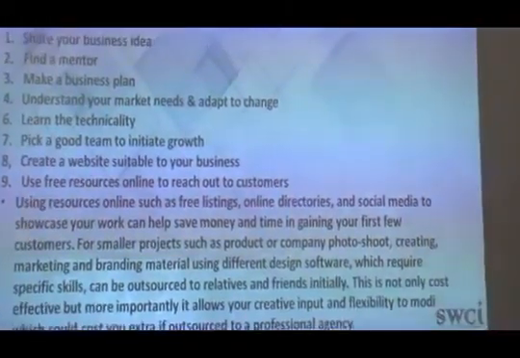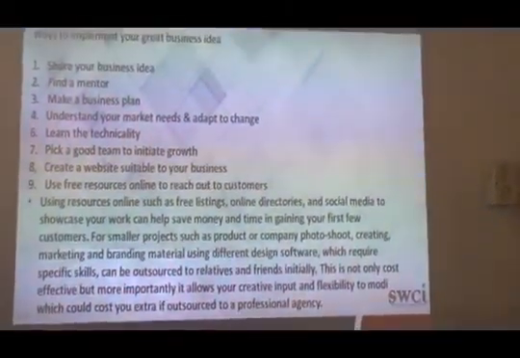Now, what are the ways you need to have a great business idea? What are the things you need to put in place in implementing your great business ideas? Number 1, share your business idea. Who are you to share your business ideas with? You can share them with people that have similar ideas with you, in order to get more ideas, or to learn how they were able to excel in their business. You need to share your business ideas with your friends and families. You need to share them with investors also, so that in case you need financial help, they can also help you out.